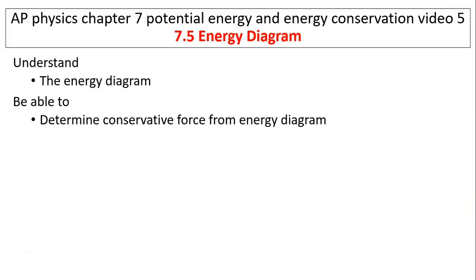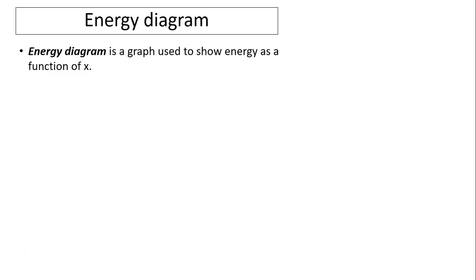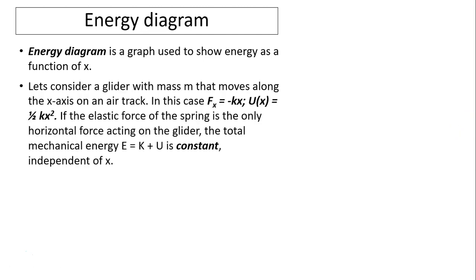This is AP Physics Chapter 7, Potential Energy and Energy Conservation, Video 5. Today's topic is energy diagram. The objectives are to understand the energy diagram and be able to determine conservative force from an energy diagram. Let's take a look. What's an energy diagram? An energy diagram is a graph that is used to show energy as a function of x.